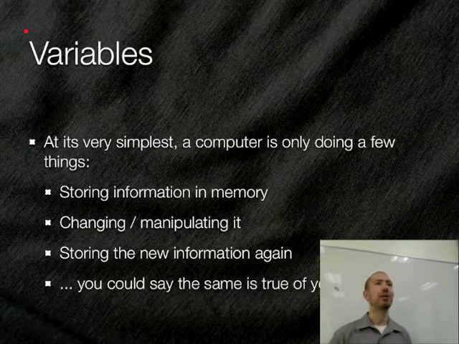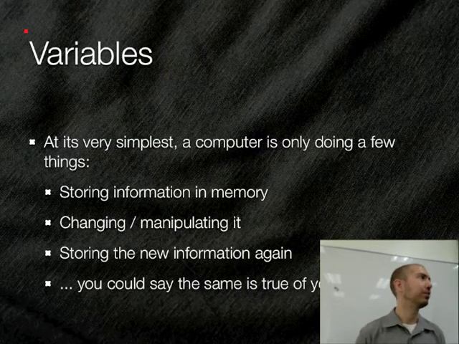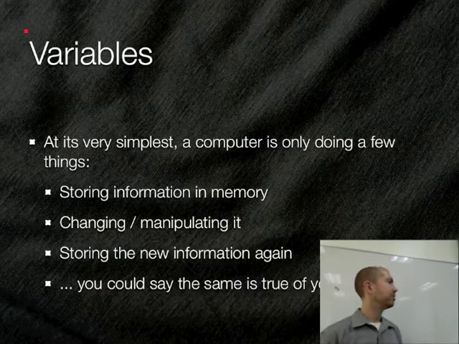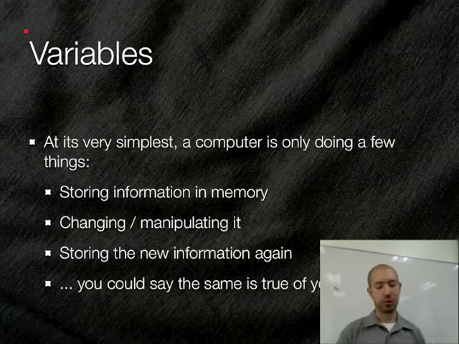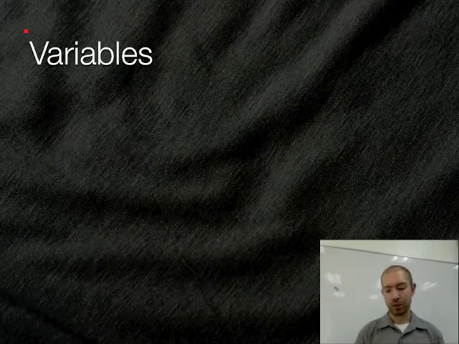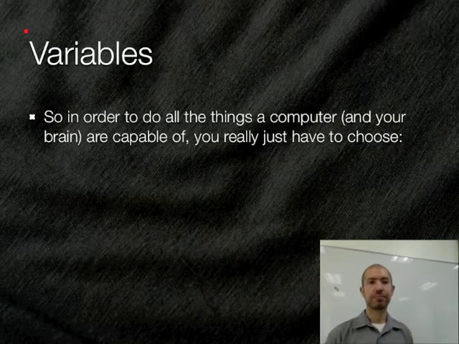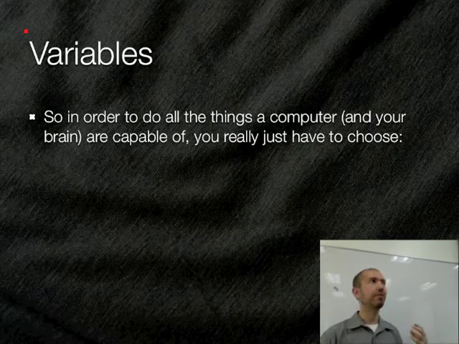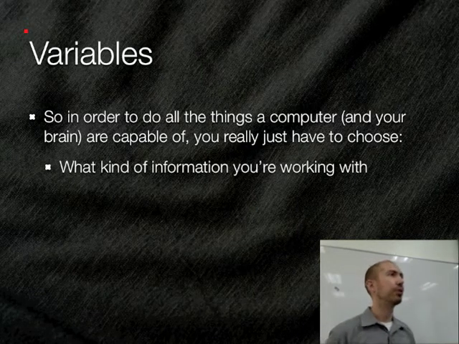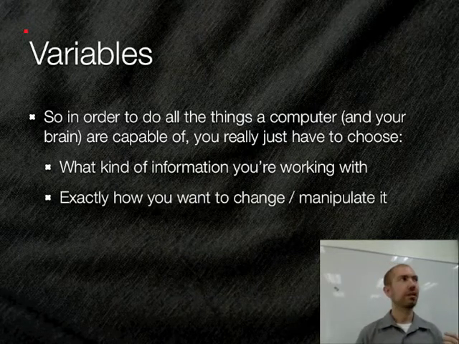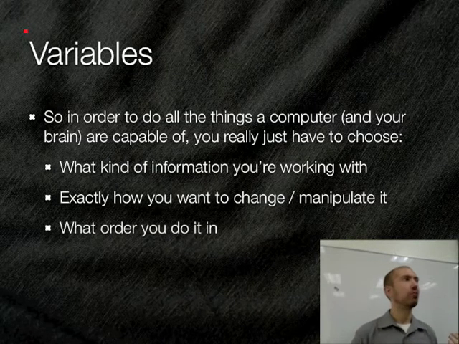And you could actually kind of say the same thing is true of your brain, right? All it really does is store information, sometimes take it out of storage and change it around and manipulate it a little bit, and then store it back again, right? So in order to do that, you really have to make a few choices. So you have to choose what sort of information you're working with, how you want to change or manipulate it, and what order you do it in, right?